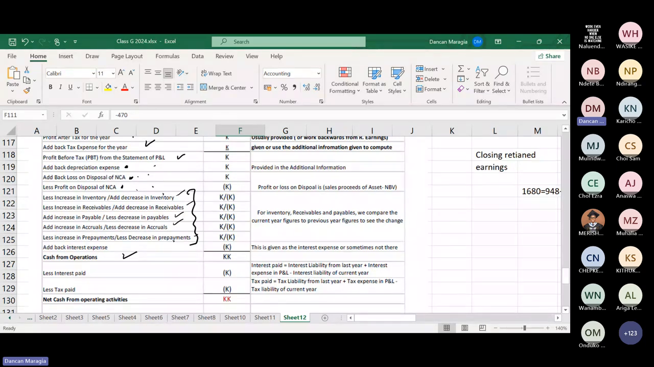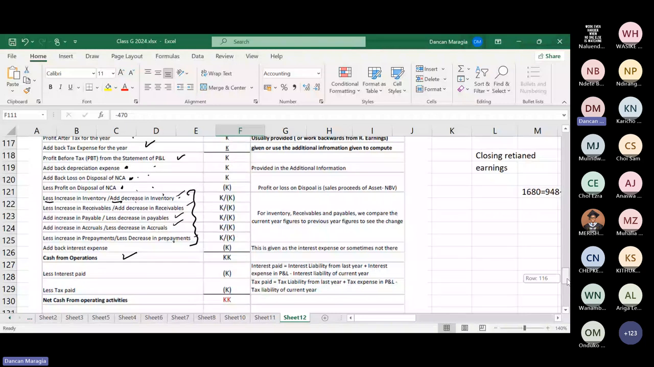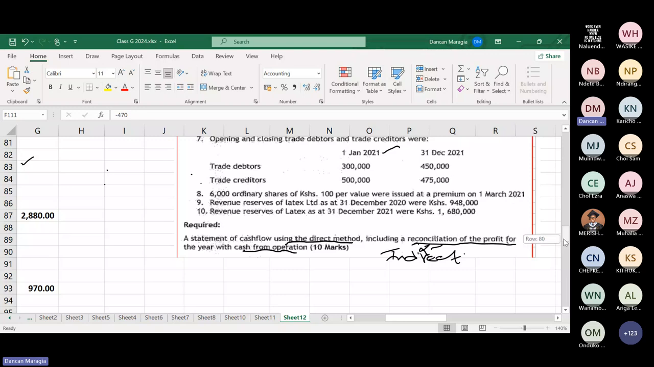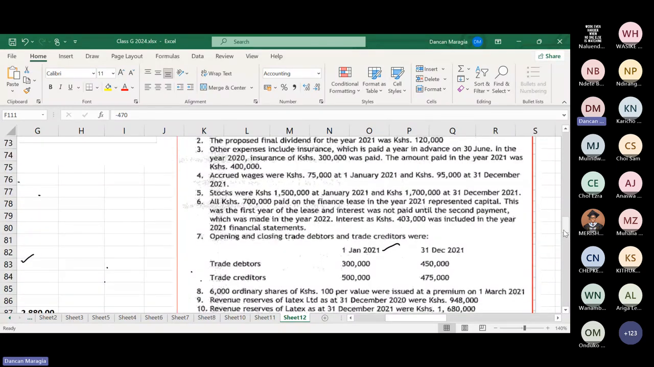So let's start with the change in inventory. We want to check if inventory increased from the last period to our current period, we are going to less it. If inventory reduced, we are going to add it. So let's check in the question. In the additional information, we were told that stocks were 1.5 on January 2021 and 1.7 at 31st December 2021.